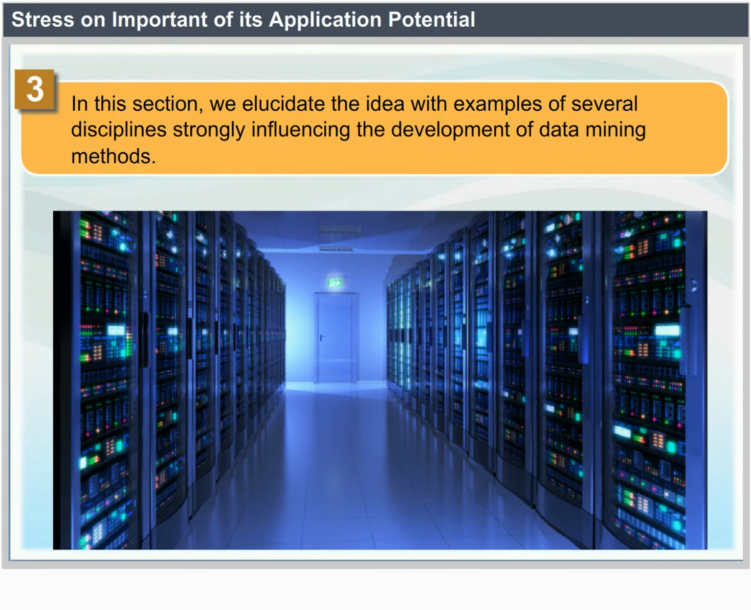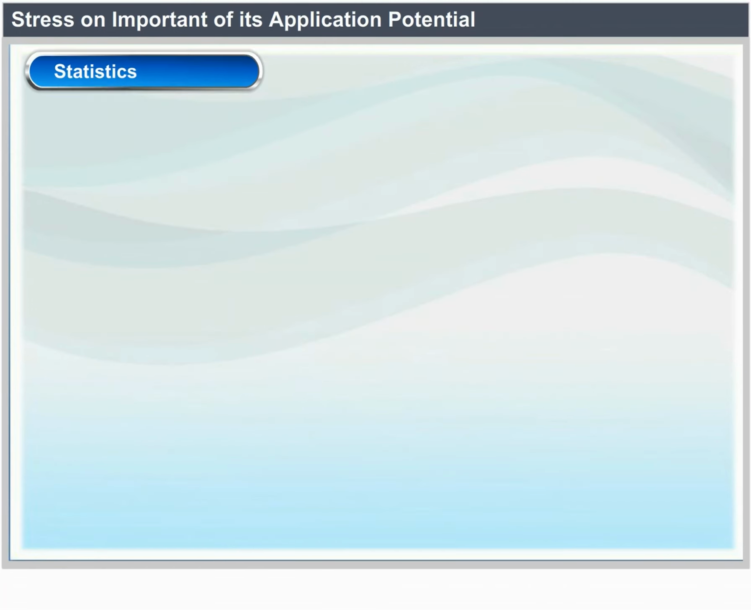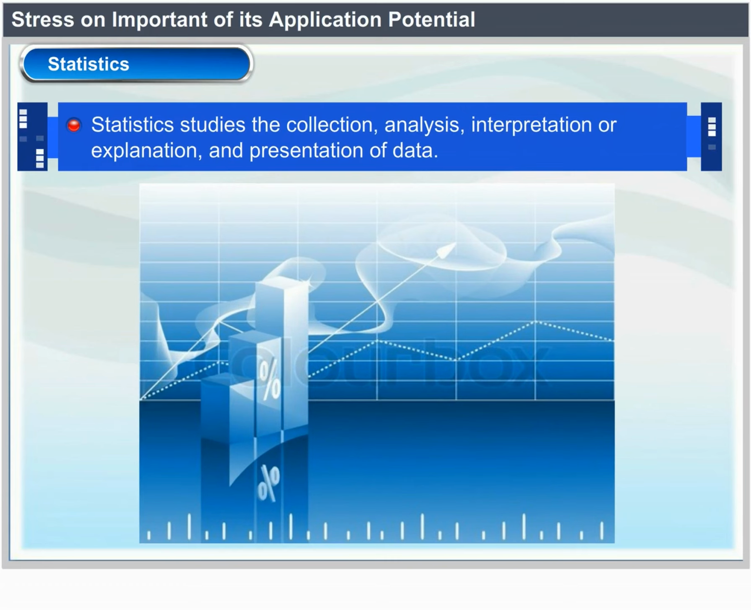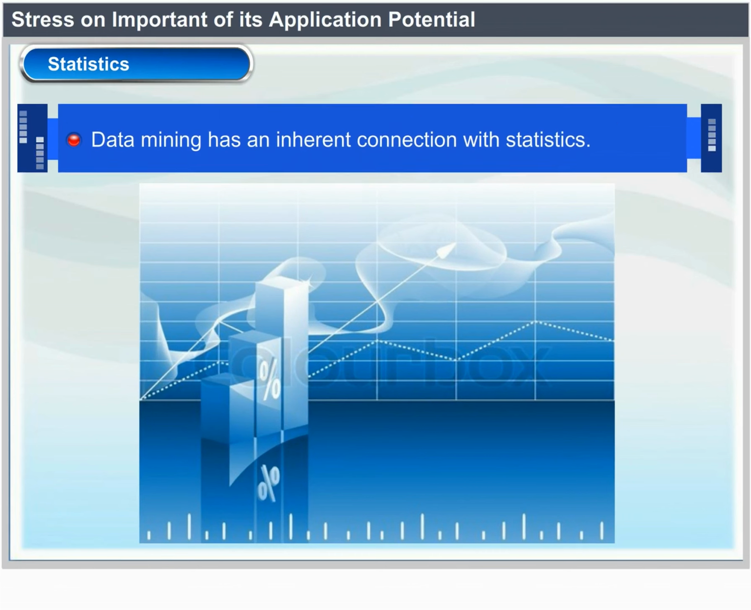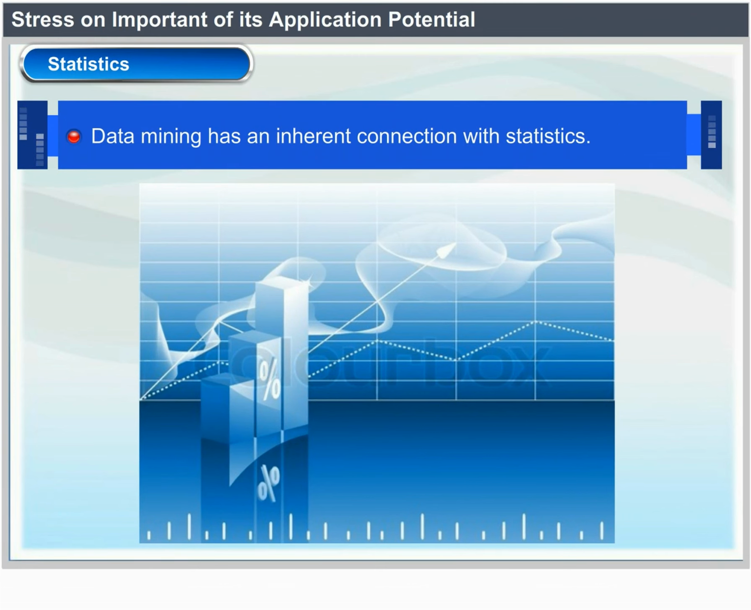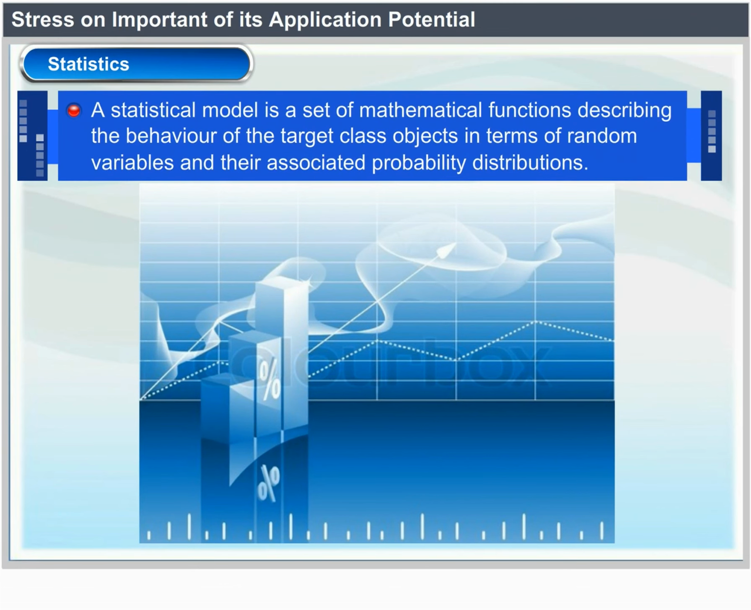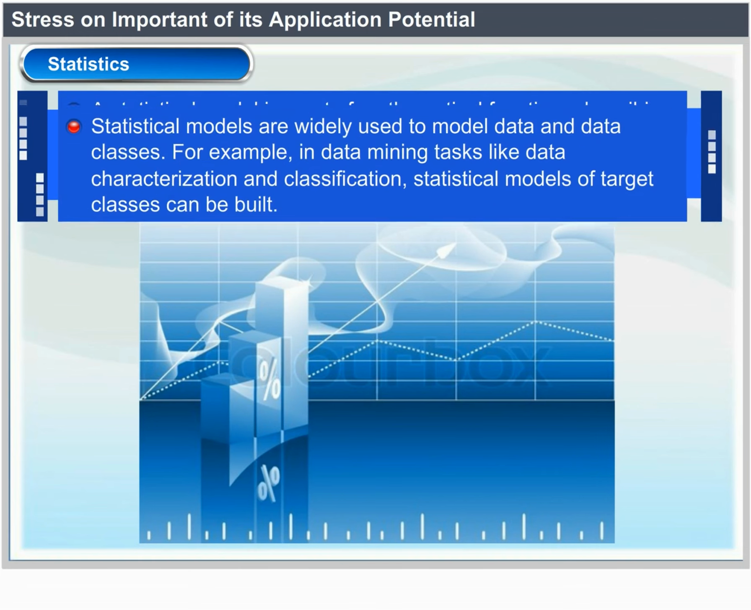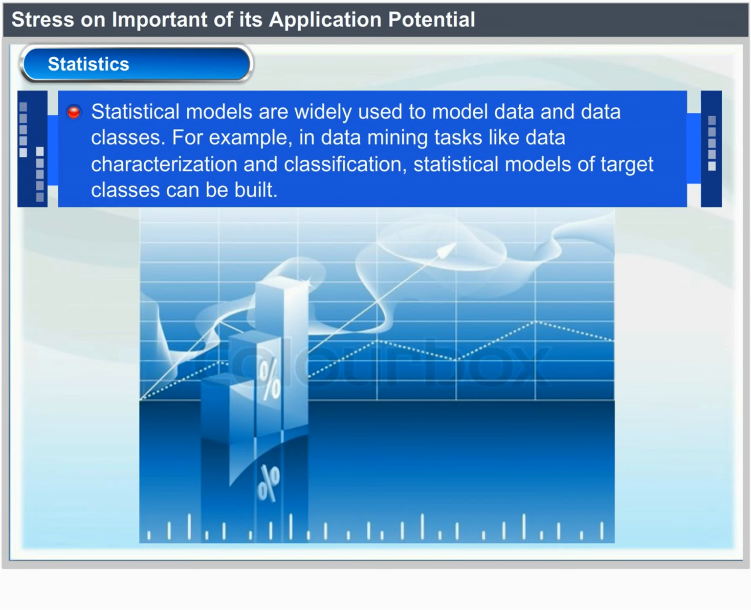Statistics. Statistics studies the collection, analysis, and interpretation or explanation and presentation of data. Data mining has an inherent connection with statistics. A statistical model is a set of mathematical functions that describe the behavior of the objects in a target class in terms of random variables and their associated probability distributions. Statistical models are widely used to model data and data classes. For example, in data mining tasks like data characterization and classification, statistical models of target classes can be built.